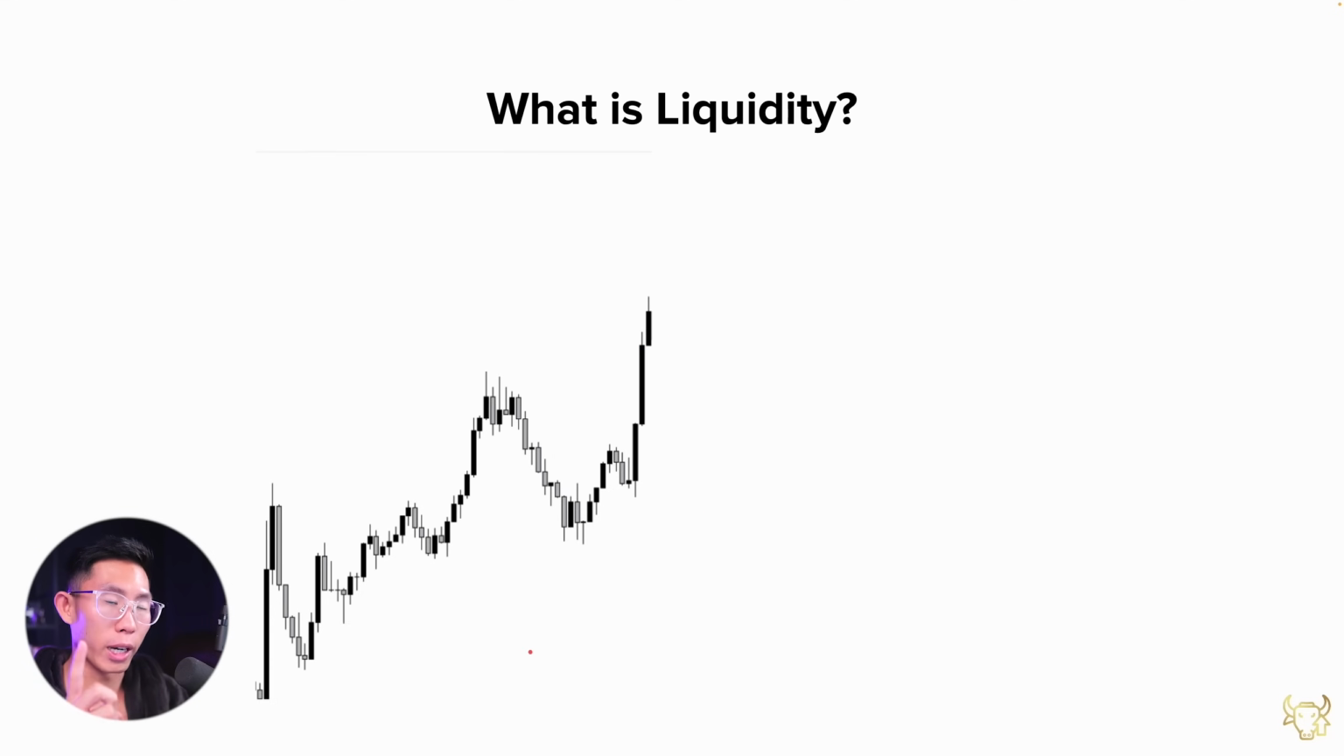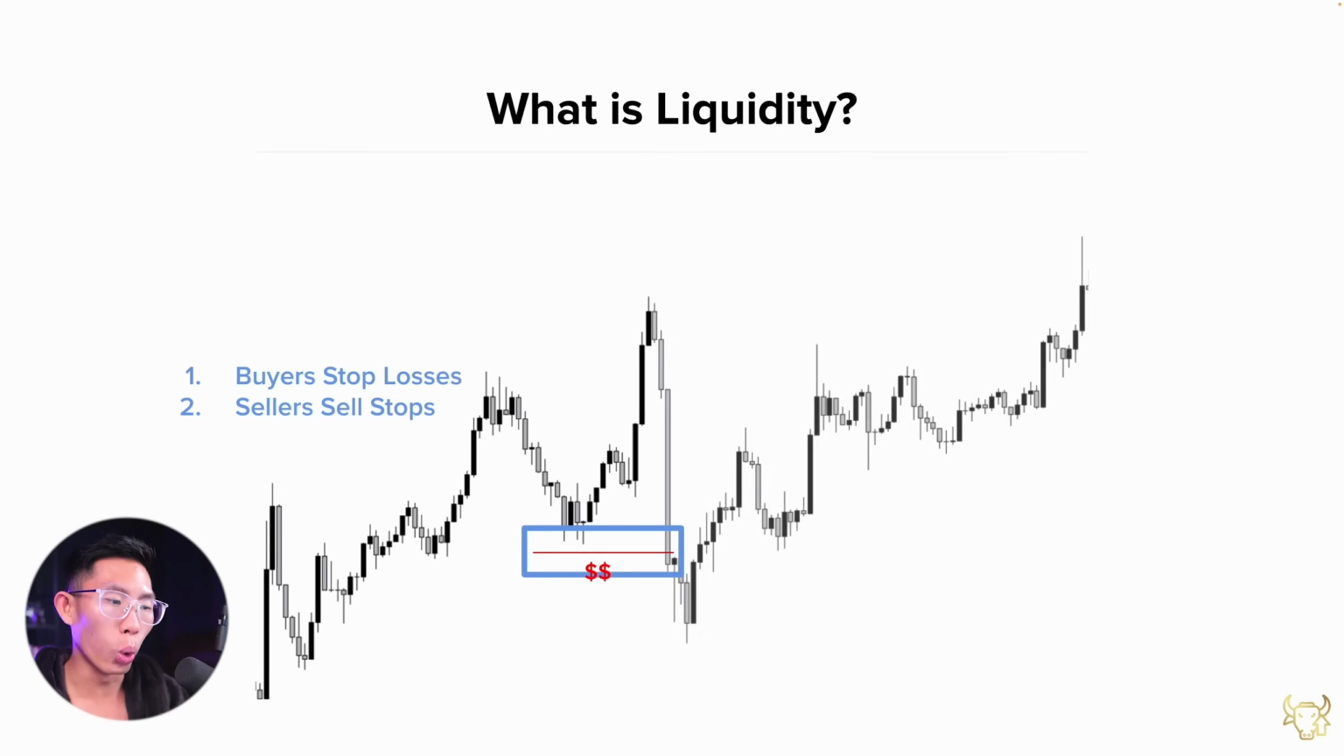So this is what smart money will do. They will purposely manipulate price to grab liquidity by triggering the stop losses of the current buyers and the sell stops of the sellers. And this is exactly why it is imperative that you train your eyes to spot liquidity, because if you don't, you are most likely going to become a victim and lose your hard-earned money if you're on the wrong side of the market.